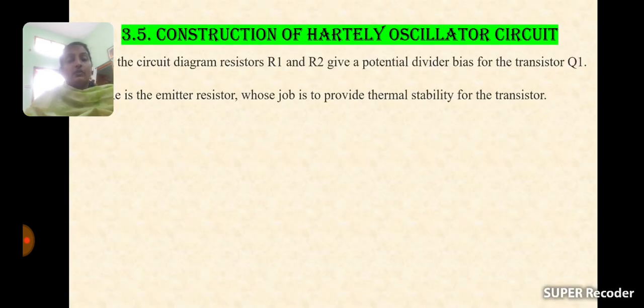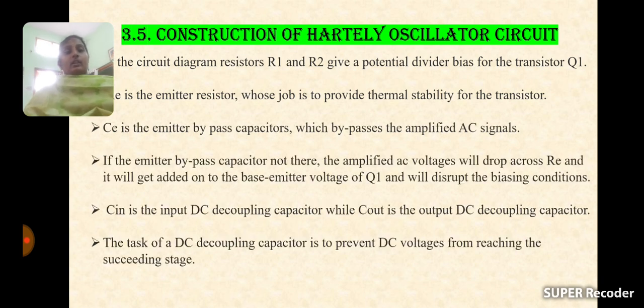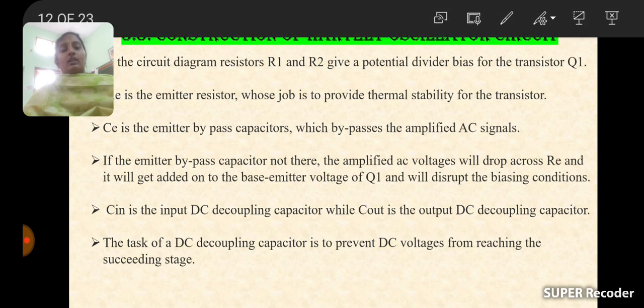And see here, the next topic, a very important topic, is the Hartley oscillator. So first I would like to draw the diagram roughly. See here.